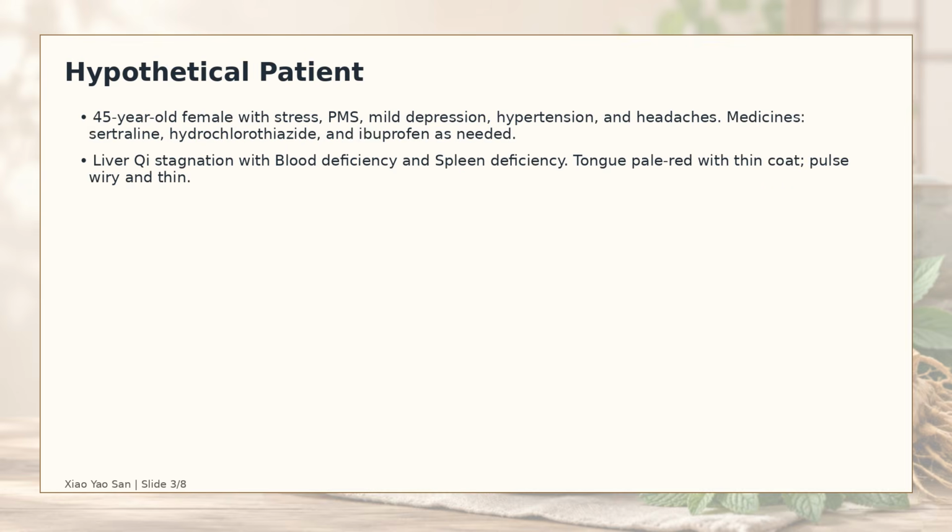Case patient. 45-year-old female with stress, PMS, mild depression, hypertension, and headaches. Medicines. Sertraline, hydrochlorothiazide, and ibuprofen as needed. The pattern diagnosis is liver qi stagnation with blood deficiency and spleen deficiency. Tongue pale red with thin coat, pulse wiry and thin. This gives a reason to consider the formula, but it also creates the need to check her or his medication list before recommending treatment.